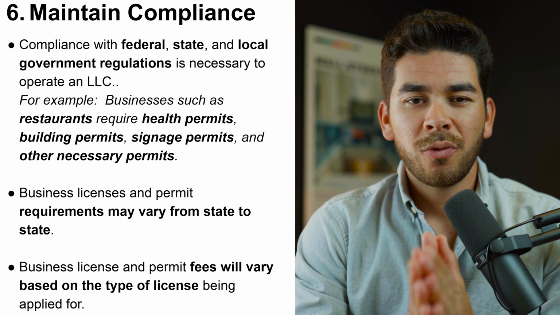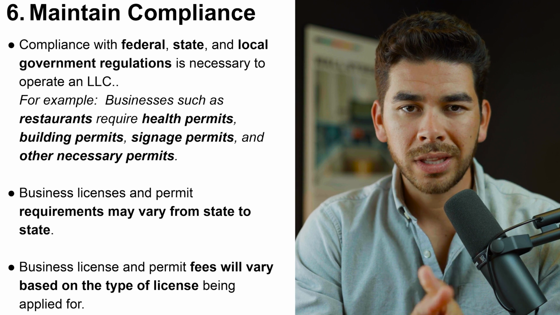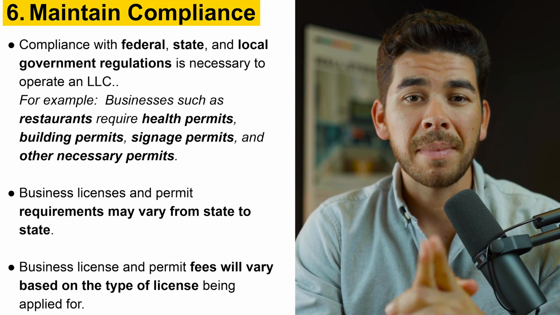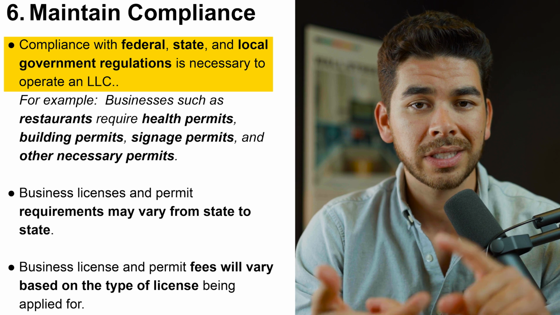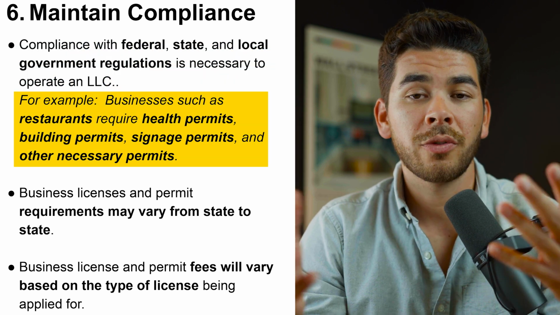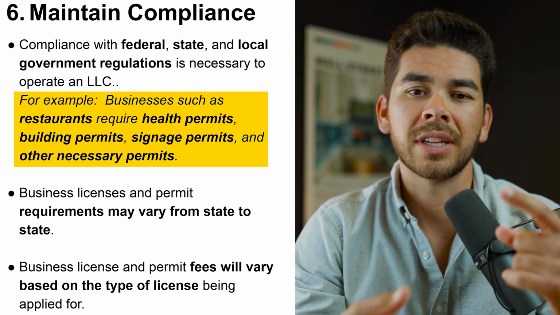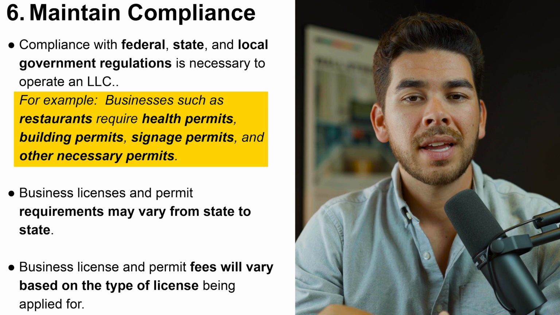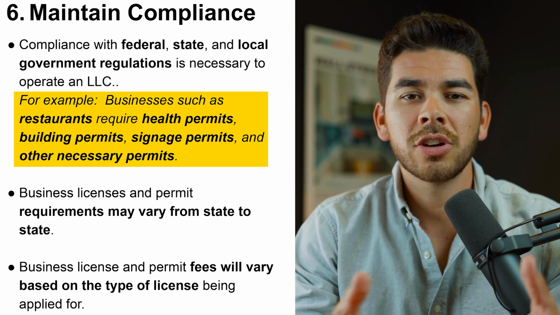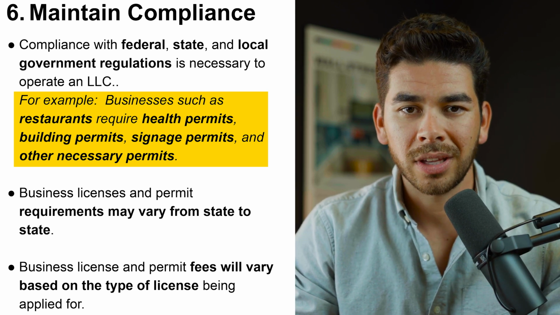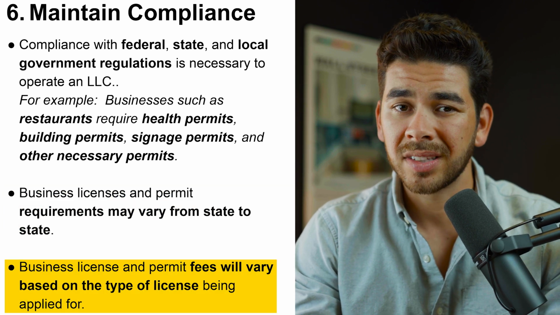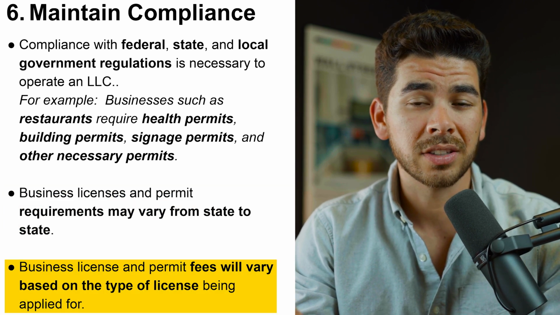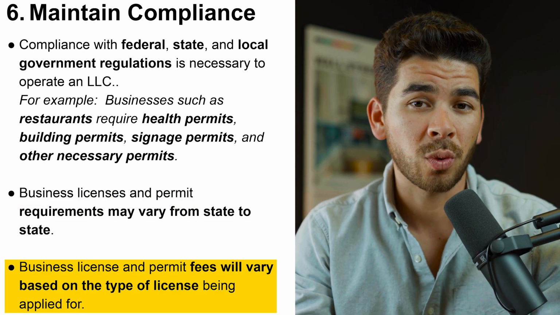All right, so after forming your LLC, there's a couple really important steps. The first one is maintaining compliance. You're going to have to maintain compliance with all federal, state, and local regulations. So for example, if you're a restaurant, you're going to have to get health permits, signage permits, and any other necessary permits to make sure you're abiding all the laws in your state, county, and in the US in general. Now, business permits are going to vary from state to state and business to business, so you really have to look into these for yourself and see what's right for your specific business.